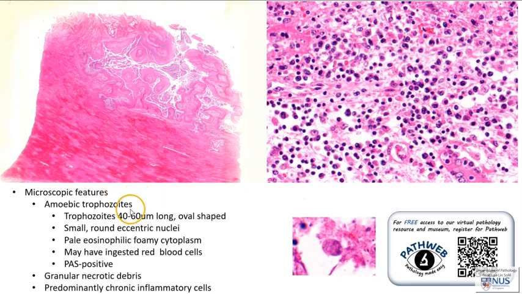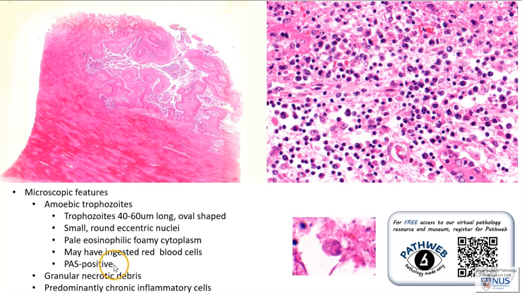Microscopically, we can see the amoebic trophozoites in the area of abscess. They are roughly the size of a macrophage. They are about 40 to 60 microns long and oval shaped, and they have small round eccentric nuclei with pale eosinophilic foamy cytoplasm. They may also often ingest red blood cells, so we may be able to see degenerate red blood cells in the cytoplasm, and I will show you some examples later.